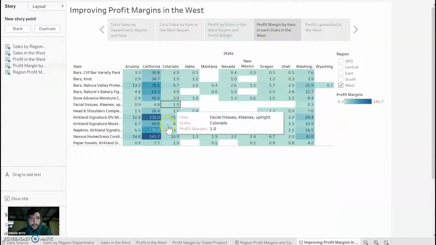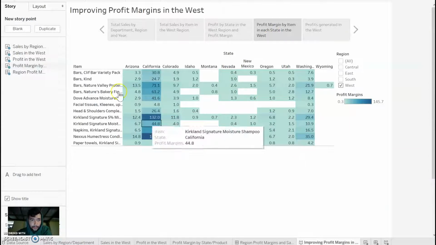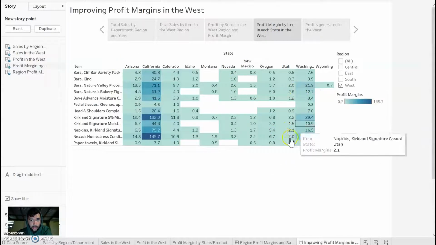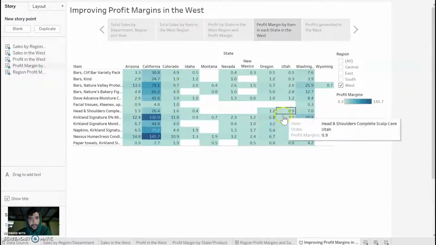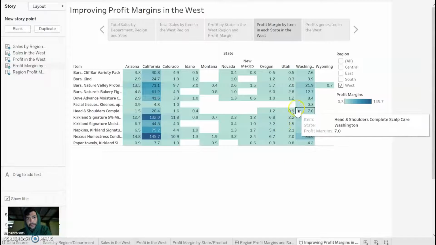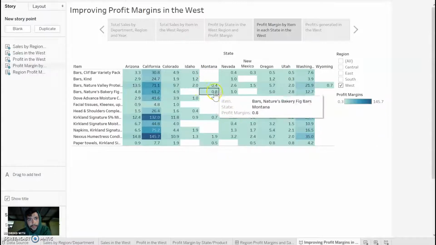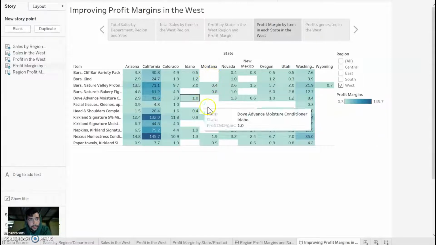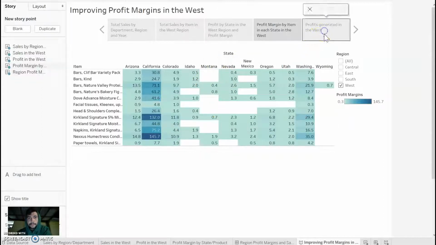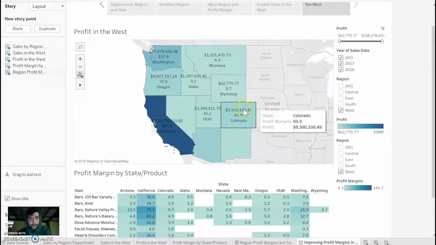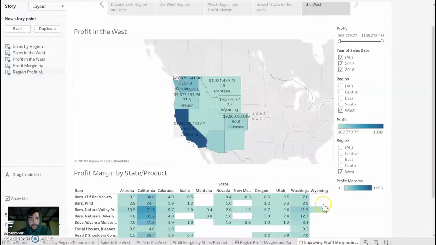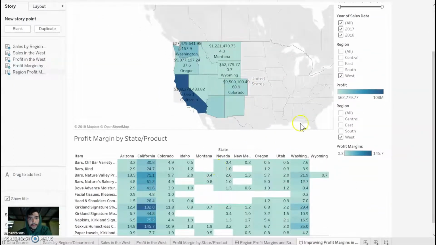Then going into this one, which has the profit margins breaking down even further to see what products are providing greater profit margins than others. And as we discovered, these blank ones are either not being sold in those areas, or they have a negative profit. And then finally the dashboard, which includes both the map and the profit margins breakdown.